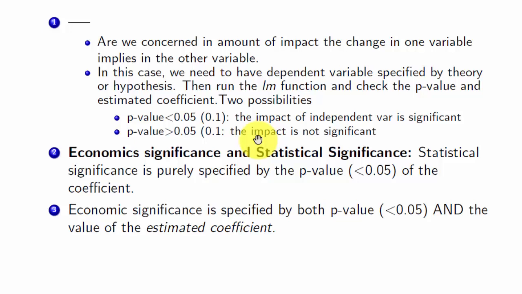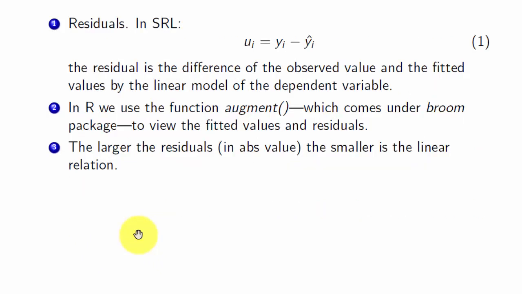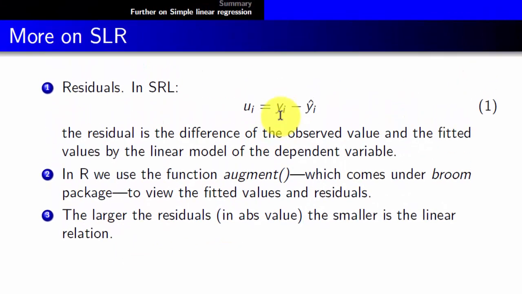When it comes to significant impact, we have two types of significance: economic significance and statistical significance. Statistical significance is purely specified by the p-value, most of the time less than 0.05 of the coefficient. Economic significance is specified by both p-value and the size of the impact, or the size of the estimated coefficient. In simple linear regression, if you recall, we have defined a concept called residuals. Residuals are nothing but the difference between observed values and the fitted values. In order to produce the residuals, we use a function called augment, which comes under a package called broom in R. The larger the residuals, in other words, the larger is the deviation of the observed values from the fitted line, the smaller is the linear relation.